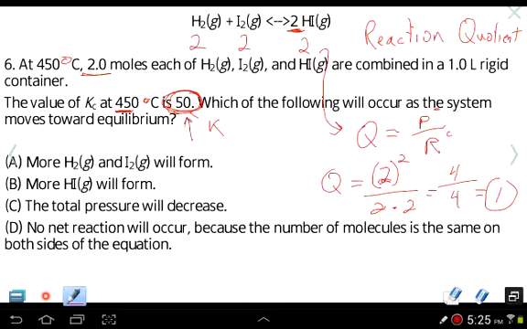Now, looking at how Q is compared to K, when we're at equilibrium, our constant is 50. Right now our quotient is 1, so it must increase. So Q will increase. The quotient, this ratio will have to increase. And the way it can increase is if we gain more products and less reactants, which means our equilibrium has to shift to the right to get there.